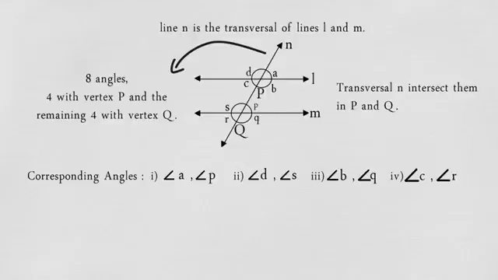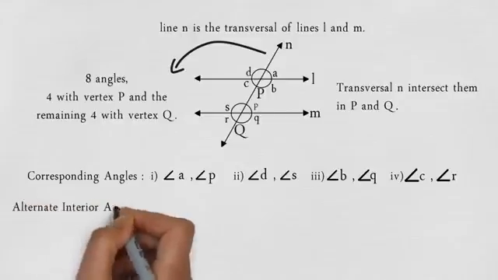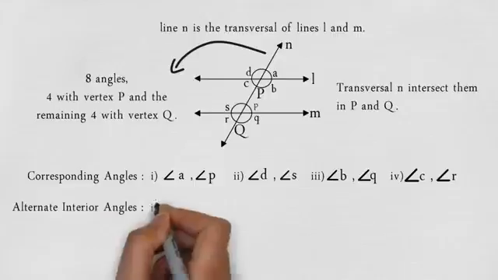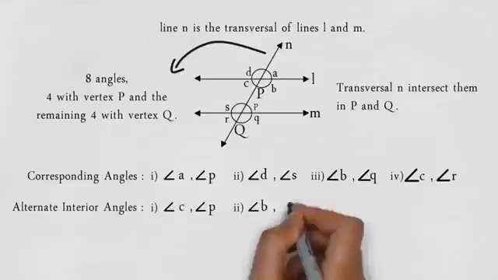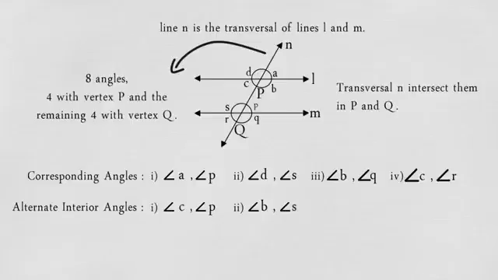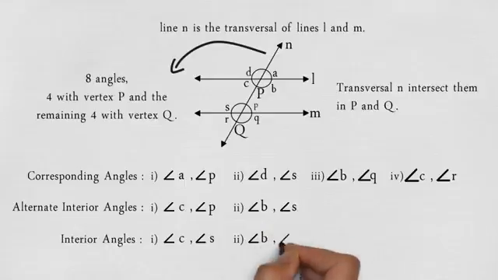The following 2 pairs of angles are called the alternate interior angles: angle C and angle P, angle B and angle S. The following 2 pairs of angles are called the interior angles: angle C and angle S, angle B and angle P.